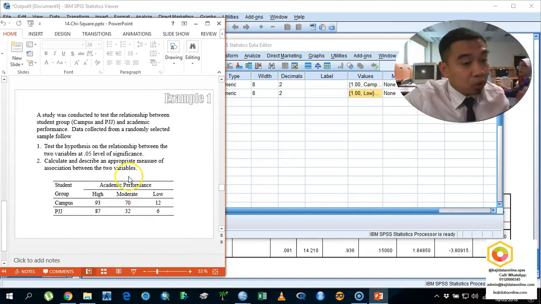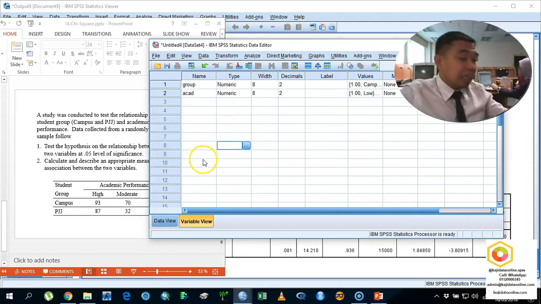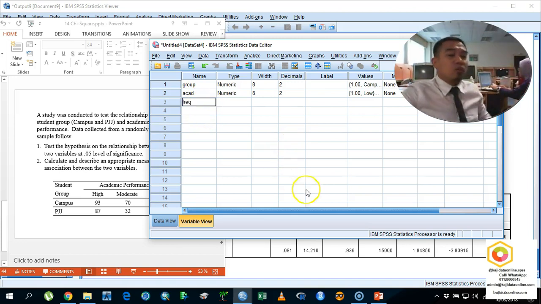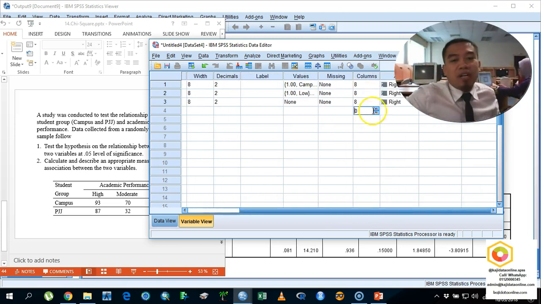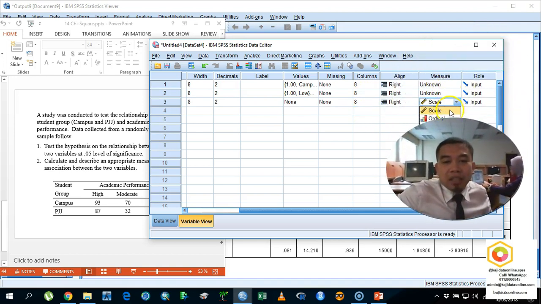This one is a total number. So when it is a total number, we are going to use the weight cases. If we want to use the weight cases, we must request for frac. You know frac? Frac is what? It's a frequency. So this one is scale. The other one will be the nominal data.